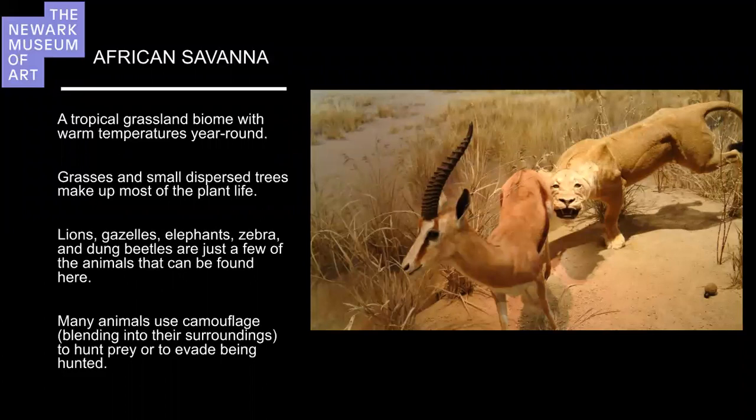In savannas, grasses and small dispersed trees make up most of the plant life, so there is no large canopy, which allows for sunlight to reach the ground. Since they tend to be found near the equator, they also receive more direct rays of sunlight throughout the year.